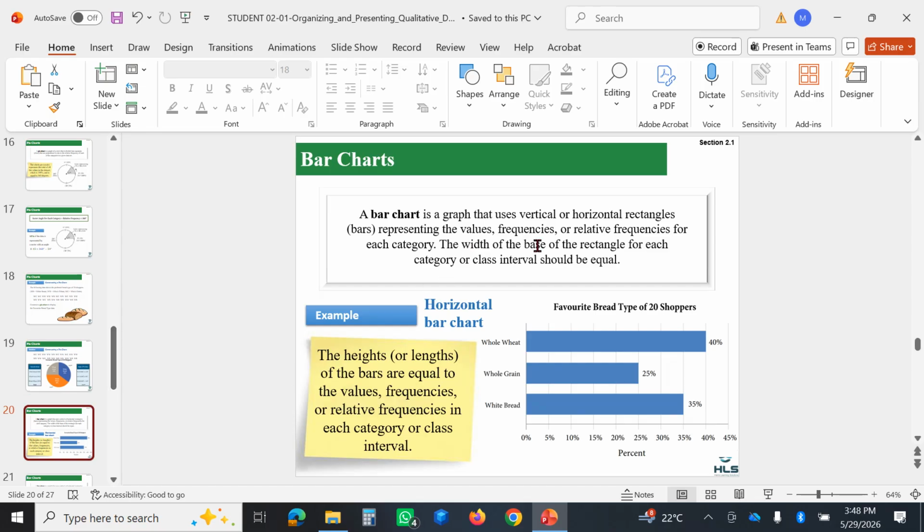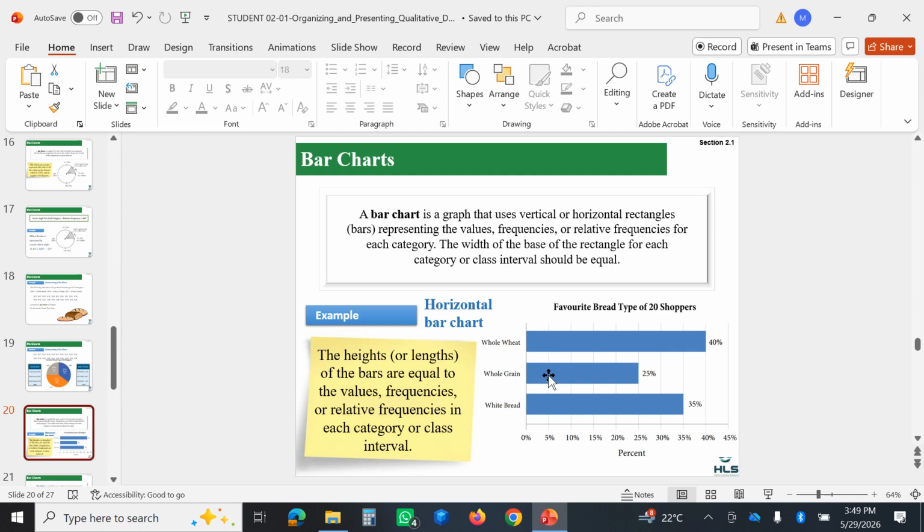A bar chart is a graph that uses vertical or horizontal rectangles. Now this is horizontal, but they can be vertical. It makes no difference. The width of the base of the rectangle for each category or class should be equal. And you'll notice that they are not touching. It's not a histogram. That's a different ball game. These are categories. Remember, we're dealing with qualitative data. These are bins. Which is better, whole bread or whole grain or white bread? That's not the kind of experiment we're dealing with. They're all equally good. I just compare them on different choices that people have made.